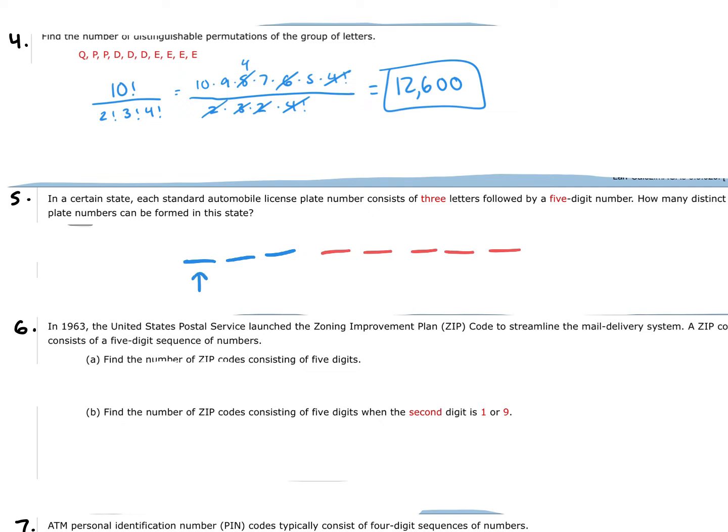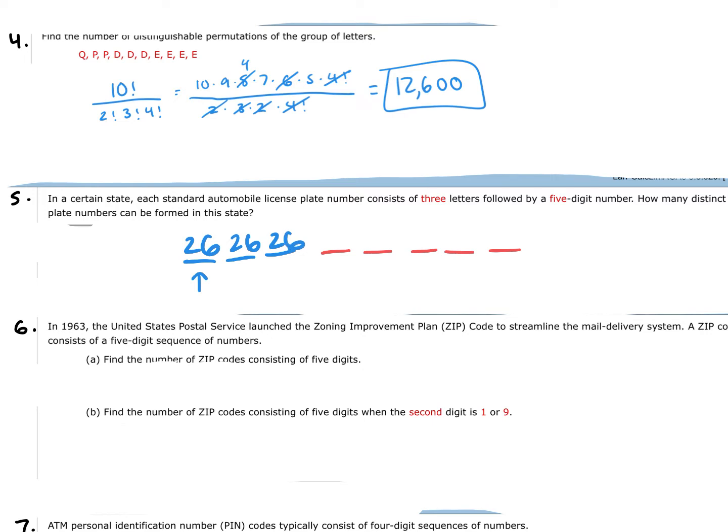How many options do I have for this first spot? 26. There's 26 letters. What about the second spot? 26 again, because it doesn't say that I can't have a letter that repeats or anything like that. It doesn't give us any restrictions. So I could have 26, 26, and the third one could also be 26.